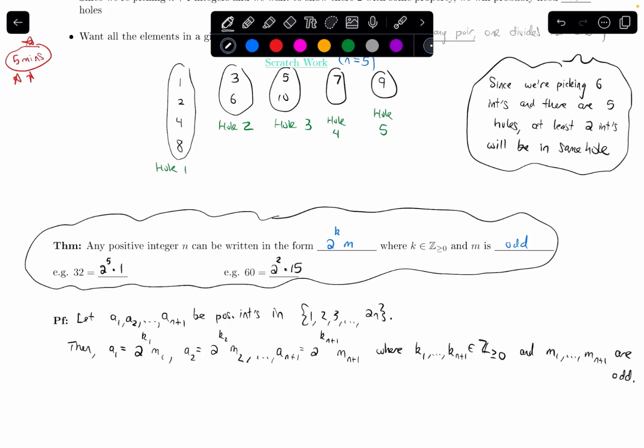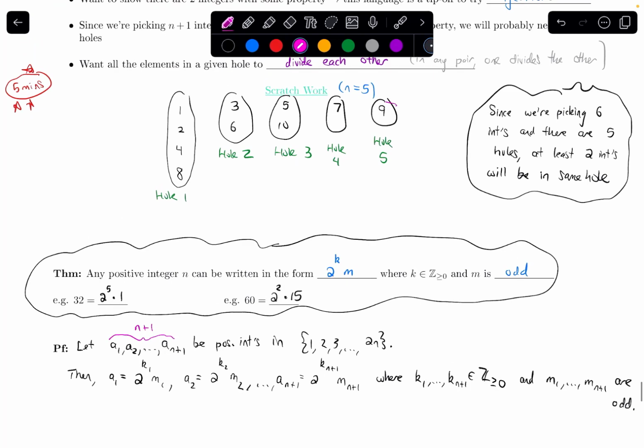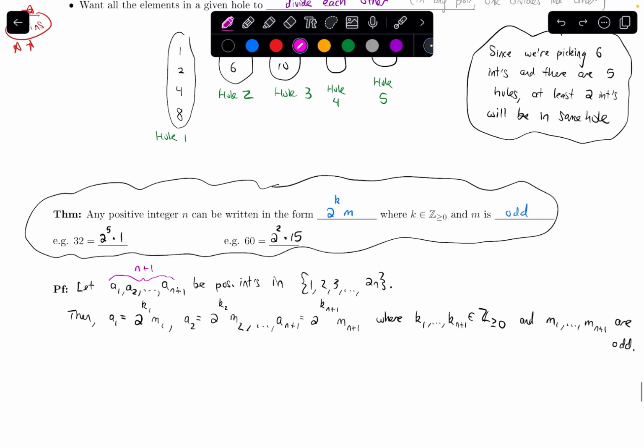Okay. So I want to notice a couple of things. I want to notice that these integers that I'm selecting represent the pigeons, and there are n+1 of them. And the holes are dictated by these odd factors. So, if my set consists of 1 up until 2n, how many possible odd factors are there?